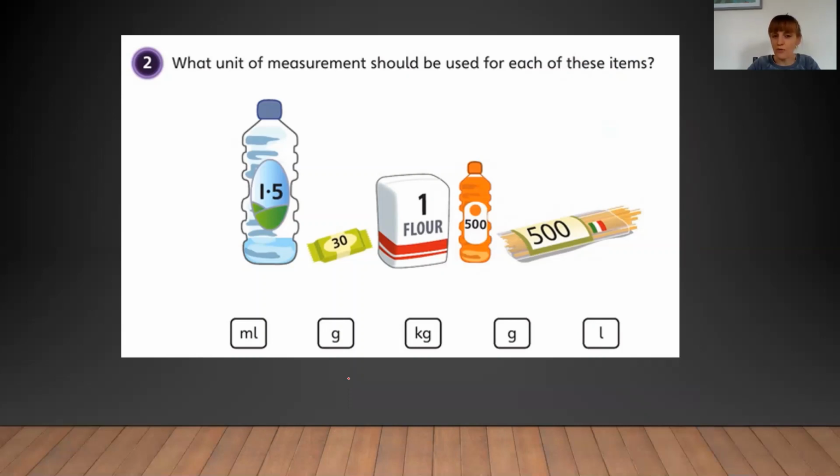Now for this one, you've got to think about matching the units of measure for all these different things. You've got a 1.5 something bottle of water. You've got flour with a 1, a little chocolate bar with a 30, and you've got to try and match them. So maybe pause the video and then come back so we can do it together.